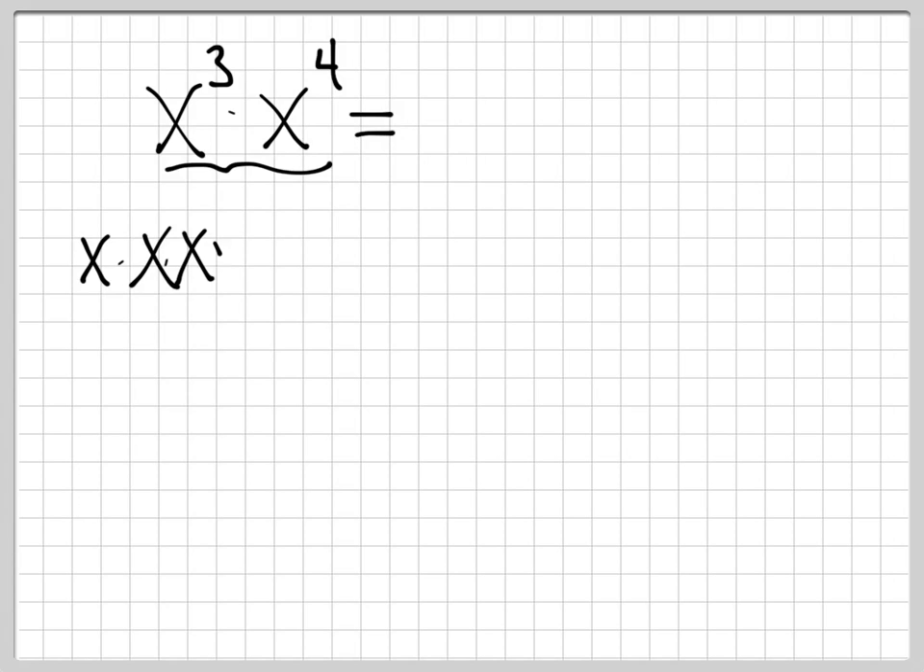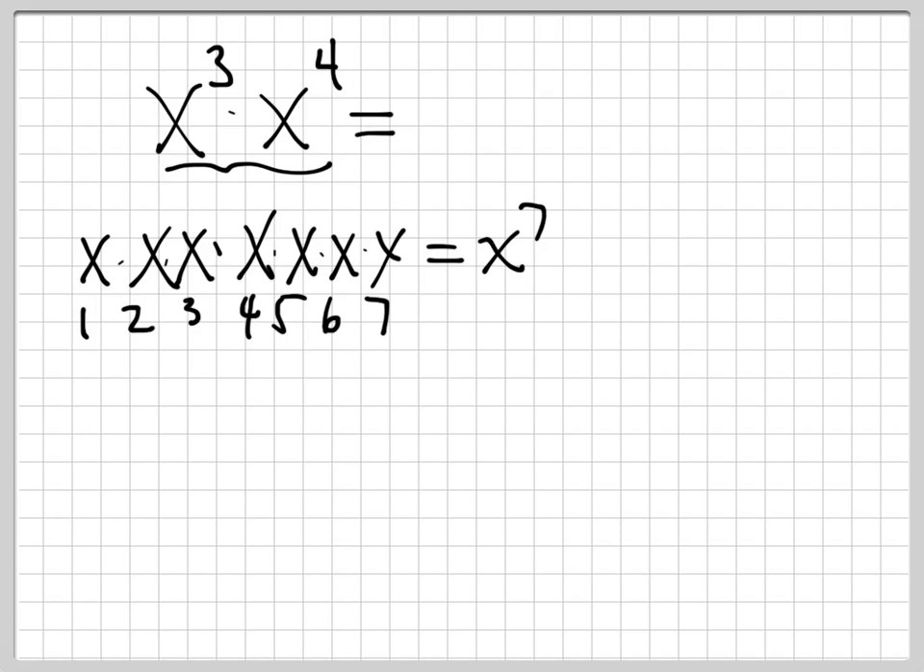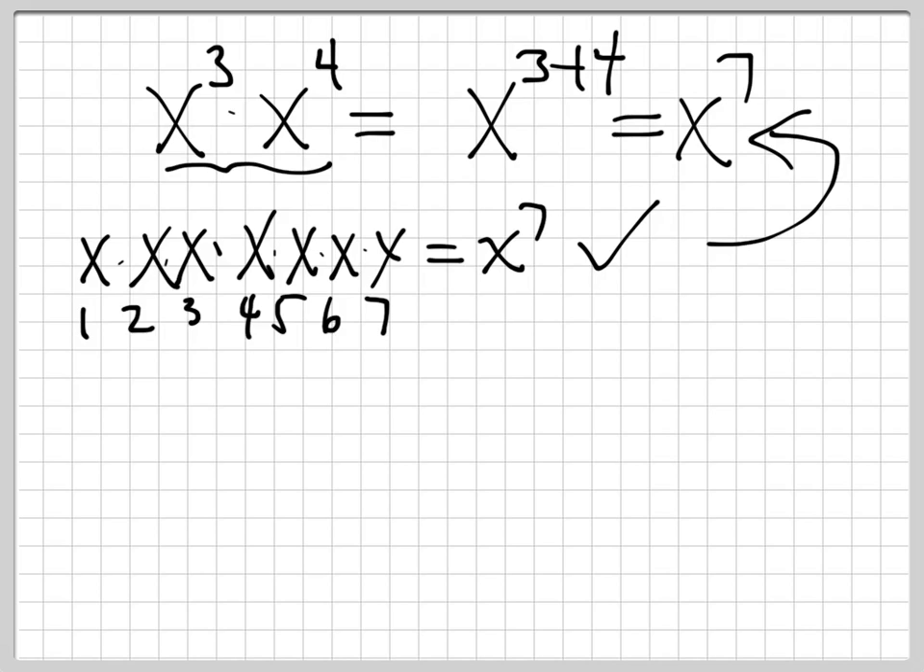So let's try practicing this. X cubed times x to the fourth. Well, if we look at what it means, x cubed is just x times x times x, and x to the fourth is x times x times x times x. If you look closely, you can see 1, 2, 3, 4, 5, 6, 7 x's. So the answer should be x to the seventh. And our rule tells us that this is x to the 3 plus 4, which is x to the seventh. So it works out really well, and it's a much shorter method than having to write out what everything means and then putting it back together.